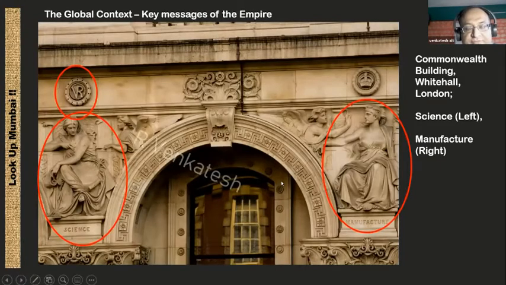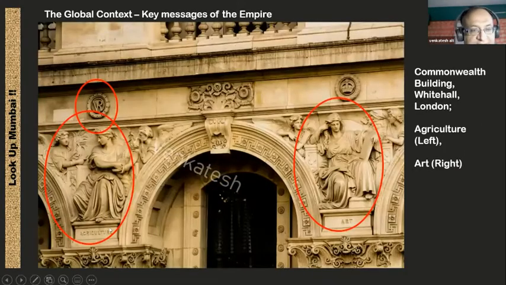Similarly, if you look at the Commonwealth building, the Foreign Office, as it was called before, it's broadly known as the Commonwealth building. This is again Sir Gilbert Scott's masterpiece. And if you look at this on the left, you got science, you got manufacture here, and you got agriculture here. I hope you're all able to see this clearly.